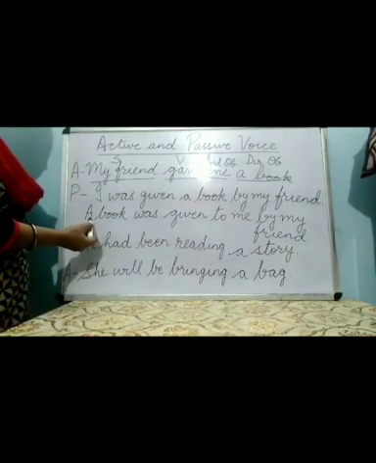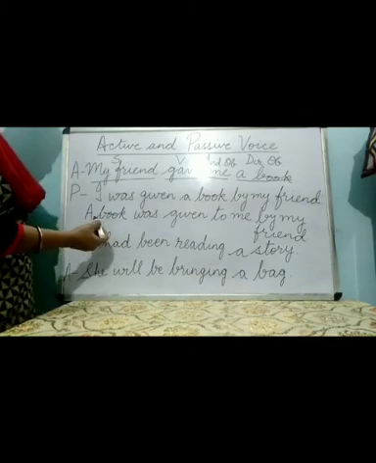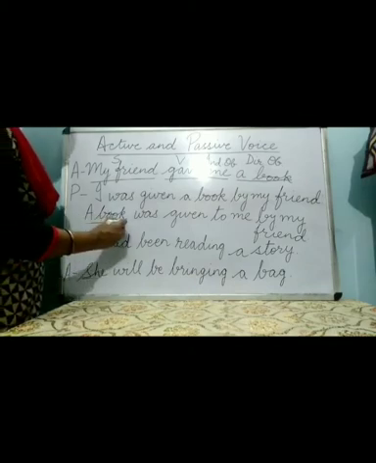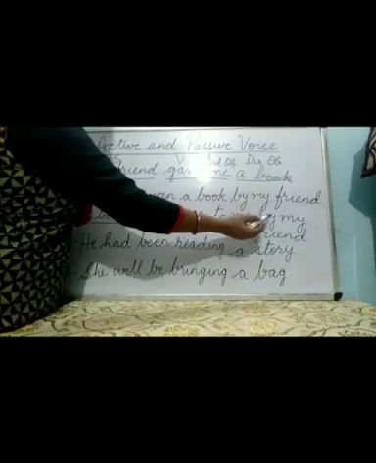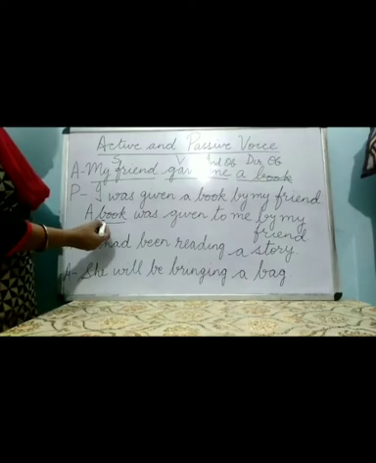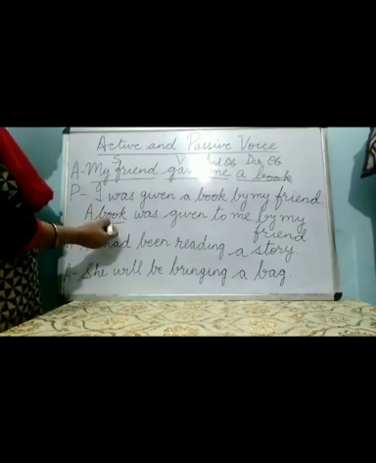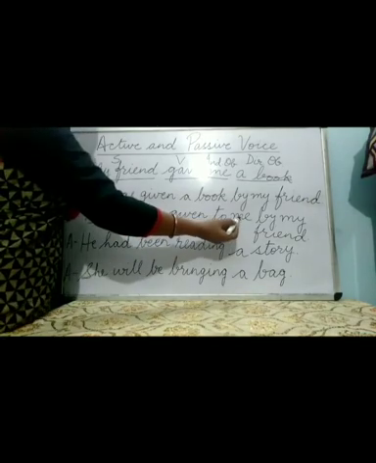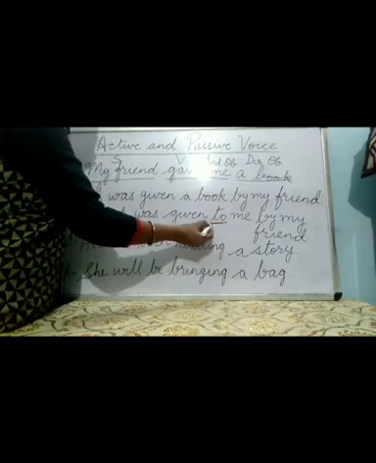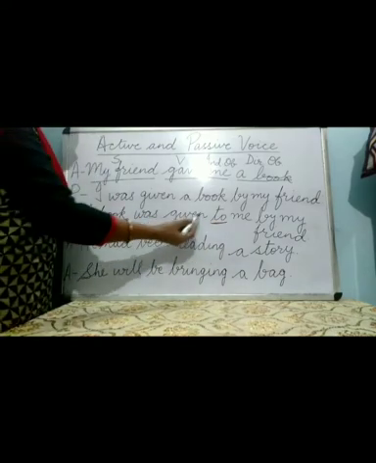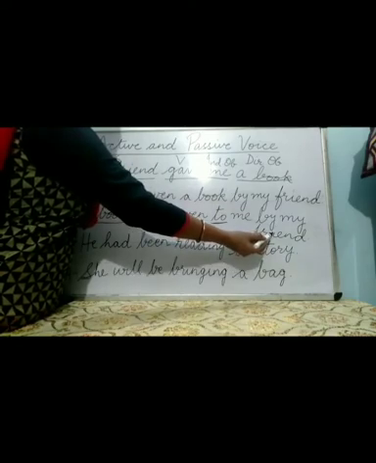Now the next form is by using the direct object. So here the direct object is a book. A book was given to me by my friend. So here you see that when you are starting the passive voice with the direct object, that is a book, then before the indirect object, that is me, you have to use to here. So a book was given to me by my friend. The subject comes in the end.